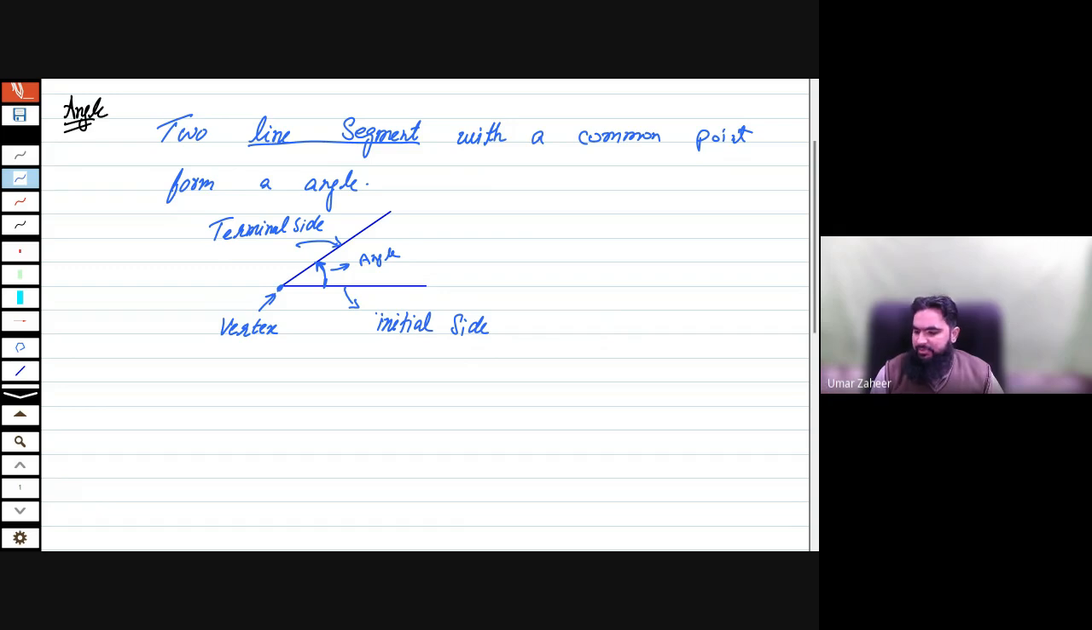For example, if you have point A, point B, point C, we are going to show it as angle ABC, or we can show it as angle CBA, where the vertex always lies in the middle. In the same way, sometimes we have to write angle B. These are the different notations that we use to show the angle.